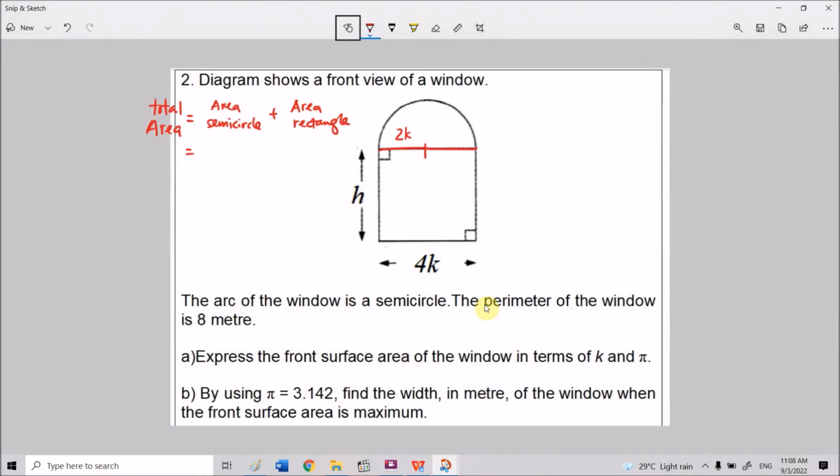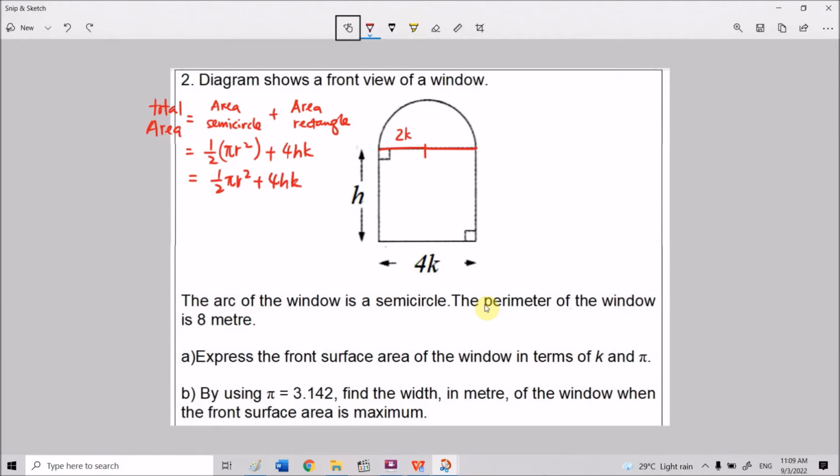Area of the semicircle, area of the rectangle. So the area of the semicircle is half, right? Semi means half of a circle, so the area for the circle is pi r squared. And the area of the rectangle will be height times width, or the length times width here, which is h times 4k, which will be 4hk. However, the question asks you to give the answer in terms of k and pi. So we only want k and pi. We don't need r and h.